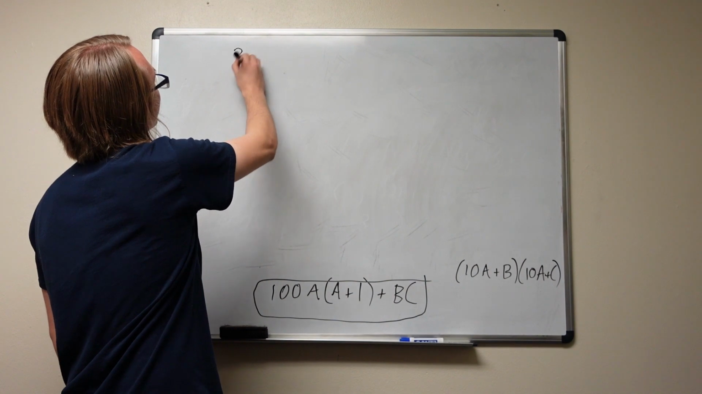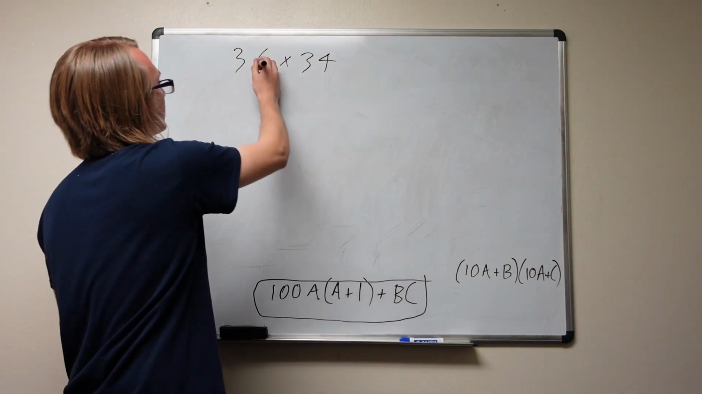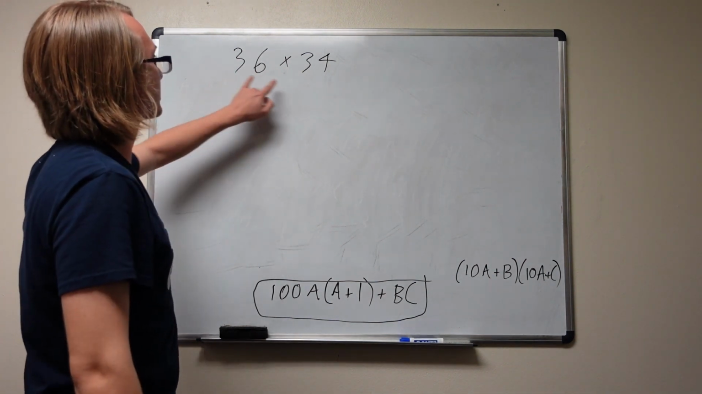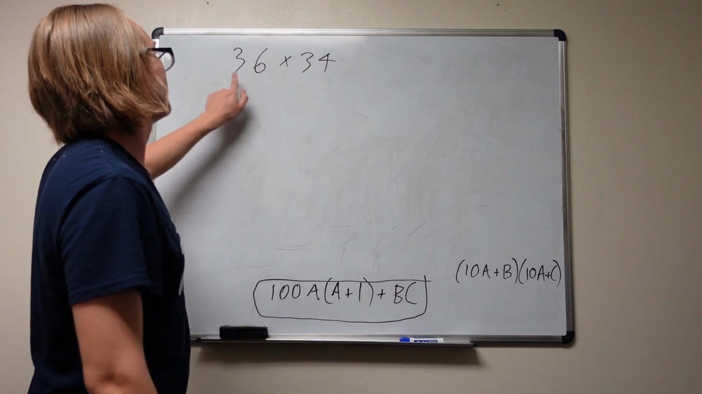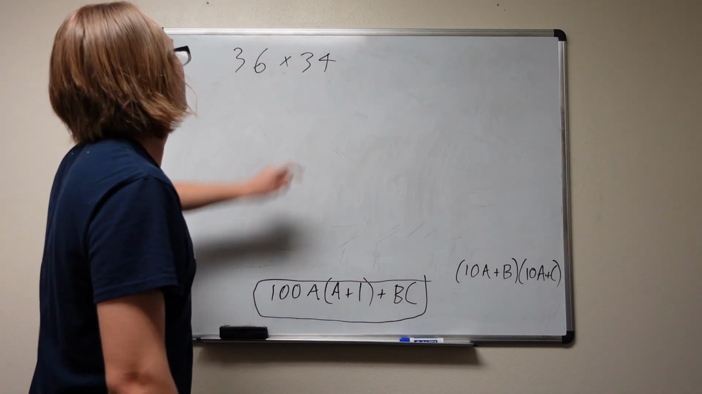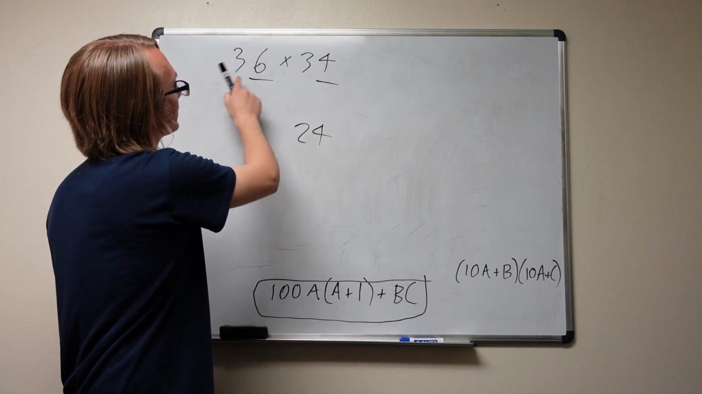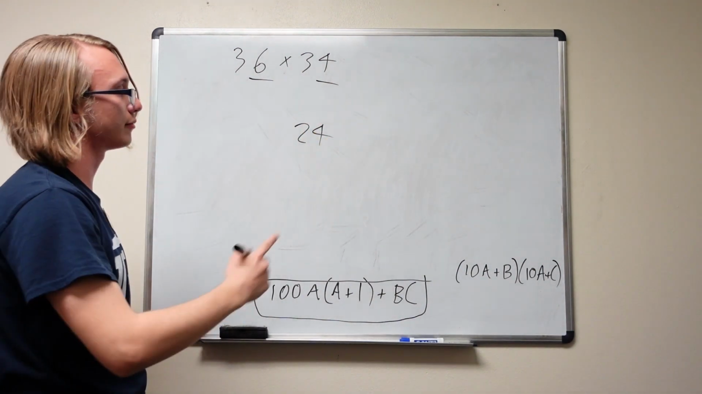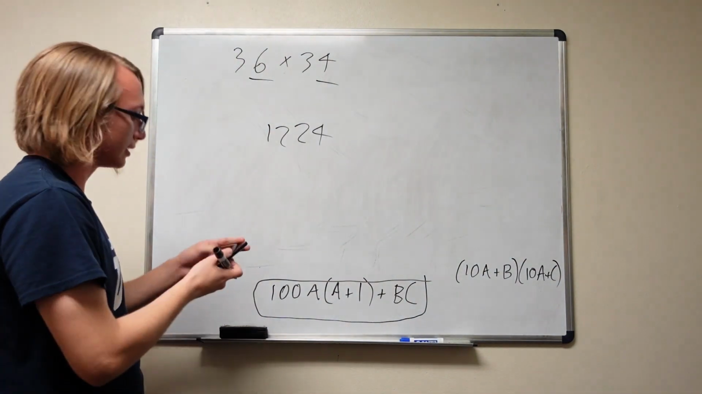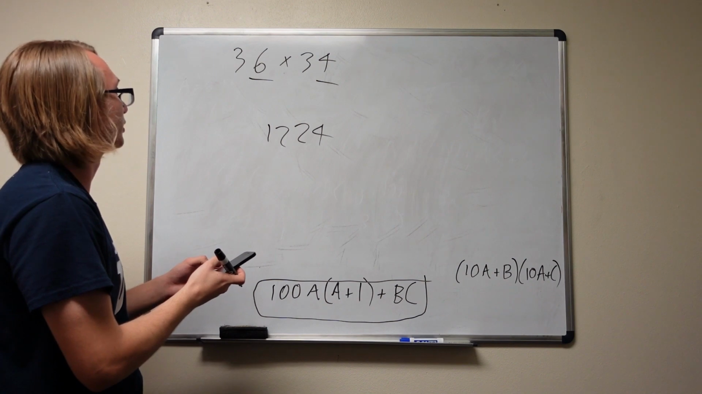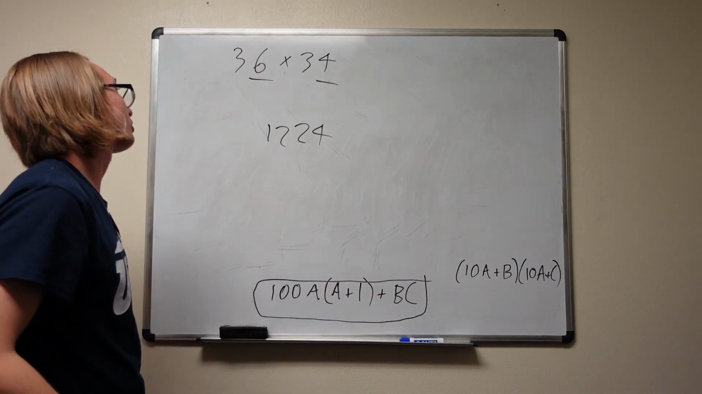Here we have 36 times 34. This still applies to our rule because the tens digit's the same and the ones digits add up to 10. So 3, and then 6 plus 4 is 10. We'd get 6 times 4, which is 24. 3 times the number after 3, so 3 times 4 is 12. So 36 times 34 is 1,224. Correct?